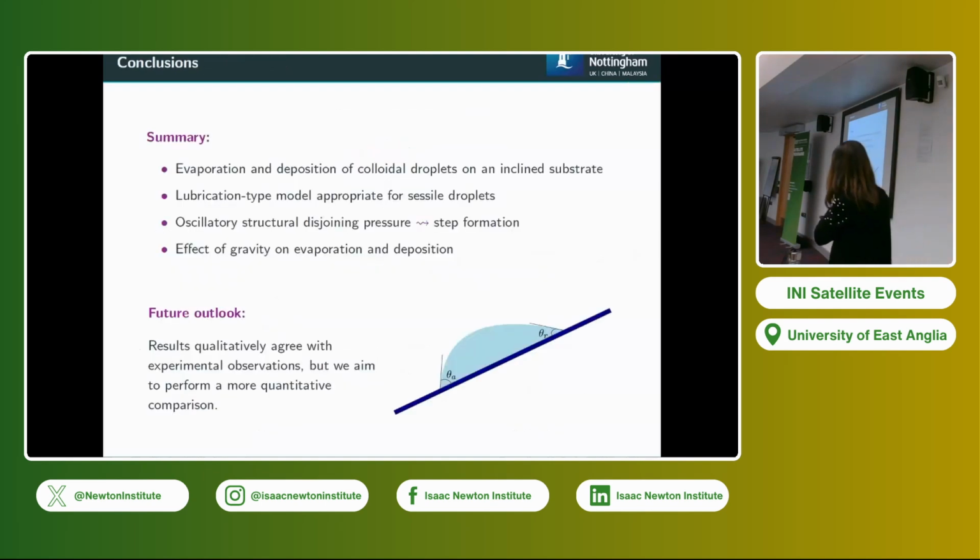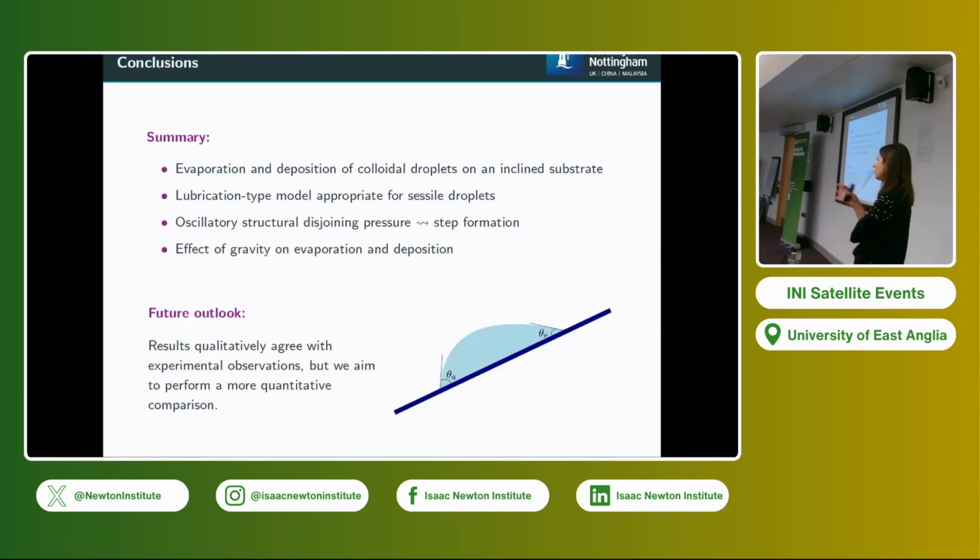Yeah, so this is pretty much it. The summary is that we've looked at evaporation and deposition of colloidal droplets on inclined substrates. We derived an appropriate lubrication-type model for sessile droplets. The key component in this model is the structural oscillatory disjoining pressure, which is responsible for the formation of terraces. And we investigated the effect of gravity on evaporation and deposition.